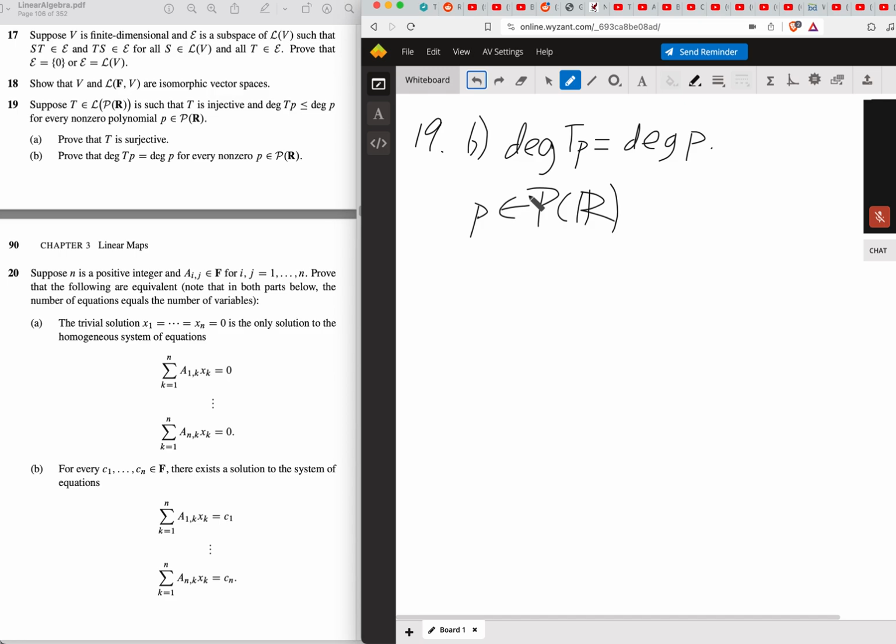So consider this to be sort of an inductive case. So induct on the degree of the polynomial. What you want to do is induct on the degree of the polynomial starting with degree 0, which is the base case.